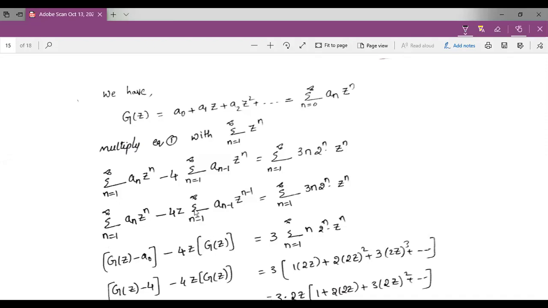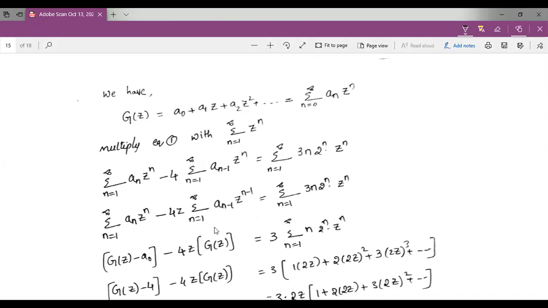In the second term we multiply with z and divide with z, we get the value z power n minus 1. So that is equal to summation n is equal to 1 to infinity 3n 2 power n into z power n. Now we substitute the generating function. If we substitute n is equal to 1, the sequence starts with a1z. So this sequence is equal to g of z minus a naught minus 4z into g of z. The series expansion starts with a naught plus a1z plus a2z square.